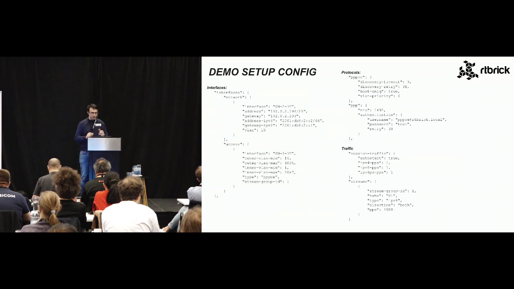So this is how a config looks like. These are just a few fragments. It's just a JSON file. And then you have sections like interfaces. Here's a network interface. Here's an access interface. Here, this is meaning the VLAN range.